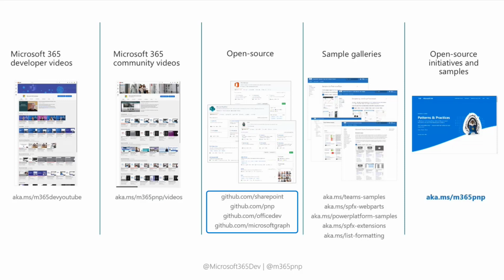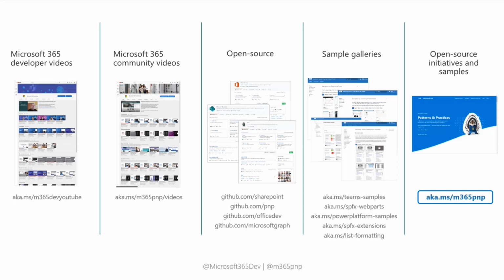And then as well, open source, we have tons of great repositories across the patterns and practices extended family. So github.com/sharepoint/pnp, /office dev and /Microsoft Graph, all of which are looking for your feedback, contributions, ideas, and participation. You're welcome to participate in one or more of these as time and your interest allows. Certainly encourage you to get involved where you are interested. As well, tons of great samples. So Teams, SPFx, Power Platform, SPFx extensions and list formatting samples, and more. Check those out. I always start there when I have a new project or am trying to solve a new problem. I'm always curious to see how others might have approached that same thing.